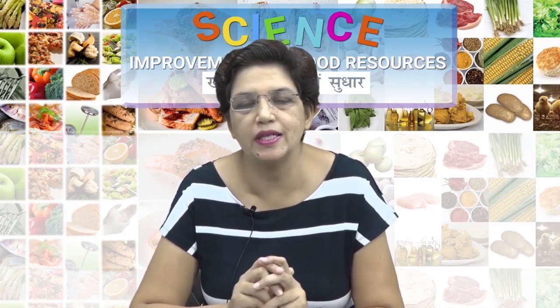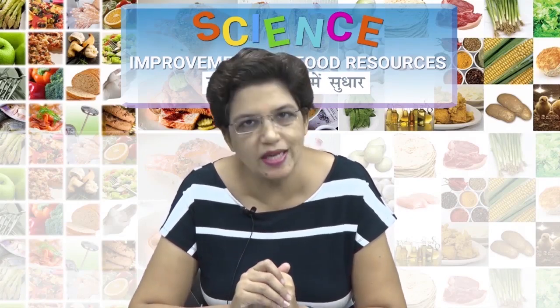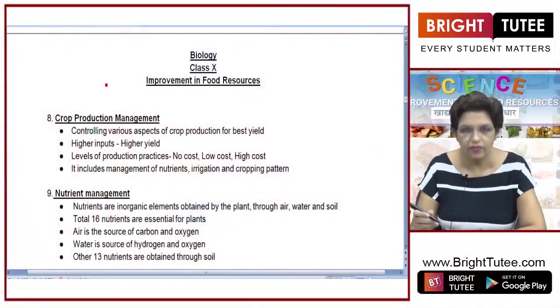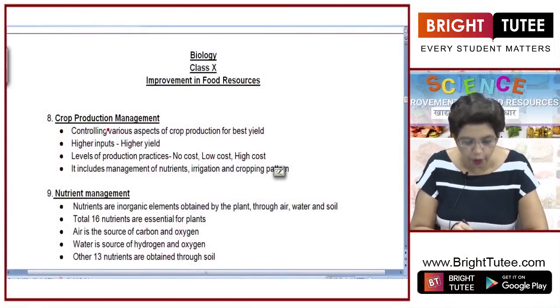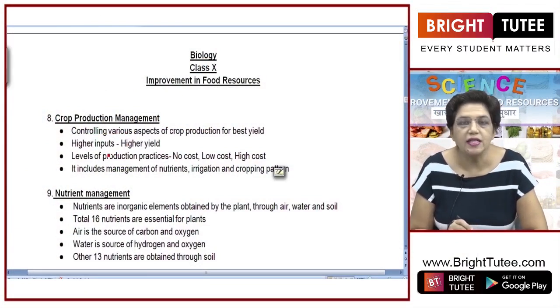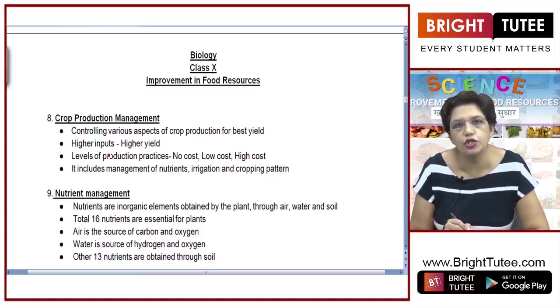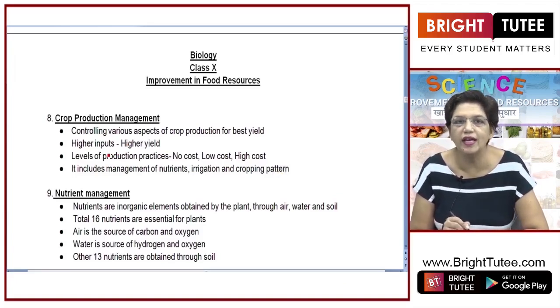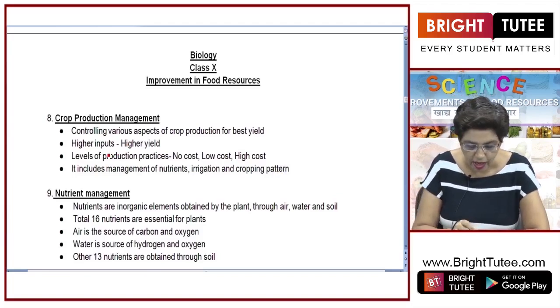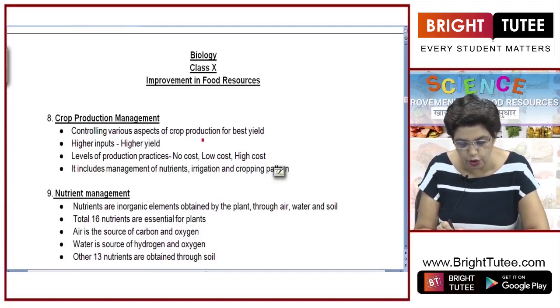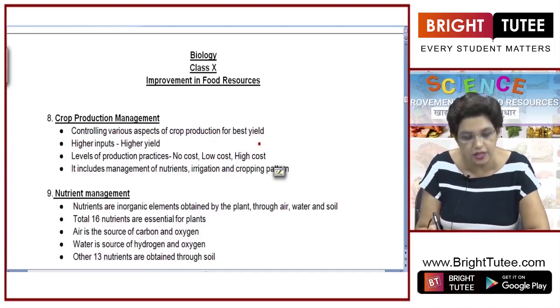Now this section of the video will deal with two other methods, that is crop production improvement and crop protection management. Okay, so let's begin. First, crop production management. When the crops are growing, at that time we have to nourish the crops so that we get better yield. So, controlling various aspects of crop production for best yield.